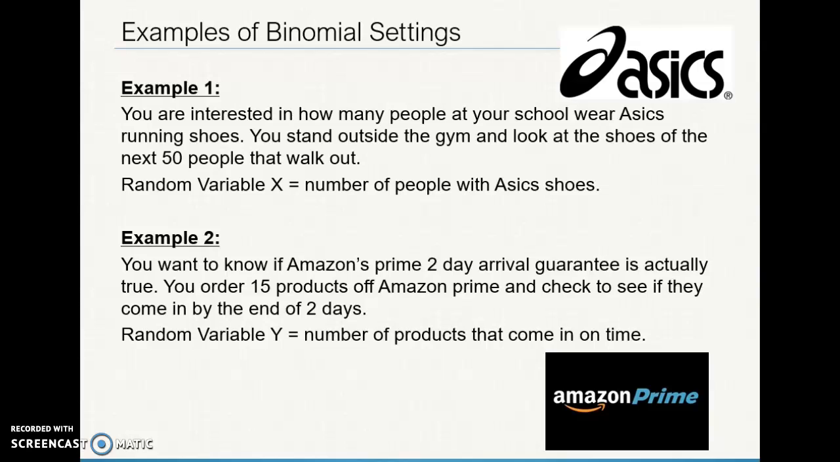Take a look at example 2. You want to know if Amazon Prime 2-day arrival guarantees it's actually true. You order 15 products off of Amazon and check to see if they come in by the end of 2 days. Our random variable is Y, or the number of products that come in on time. So take a second and see if each of these two scenarios satisfy your bins. Take a minute, pause the video, and then when you're ready to see your answer, go ahead, play, and check the next slide.